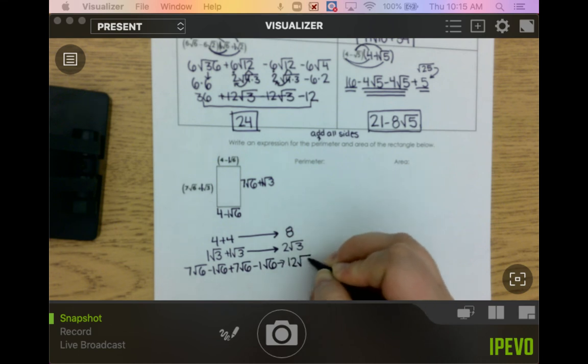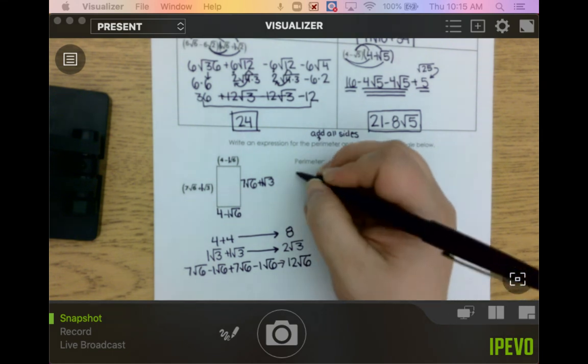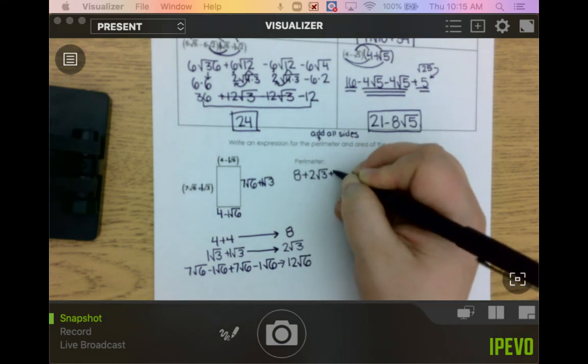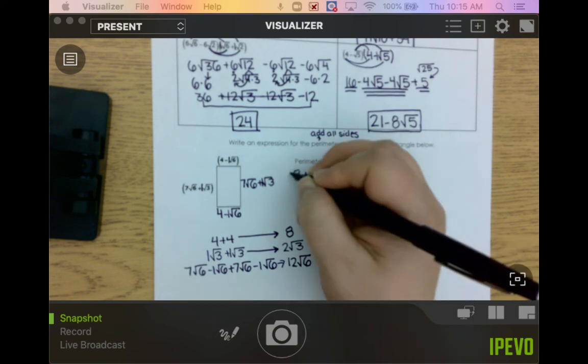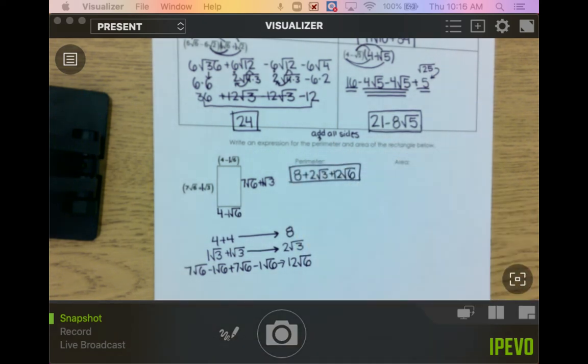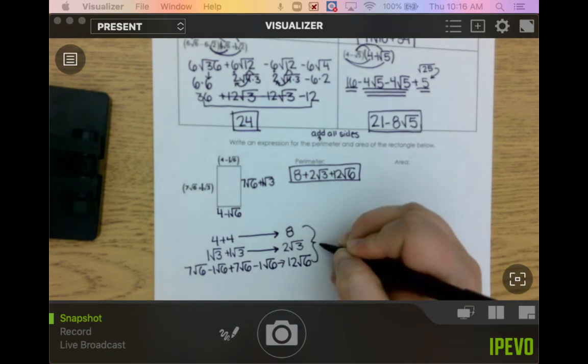Yes, there are some ways you could group these together a little bit simpler. That's just how I chose to do it. And that is the perimeter of this shape. So really, I'm just combining like terms all the way around. You just have to make sure you include all 4 sides.